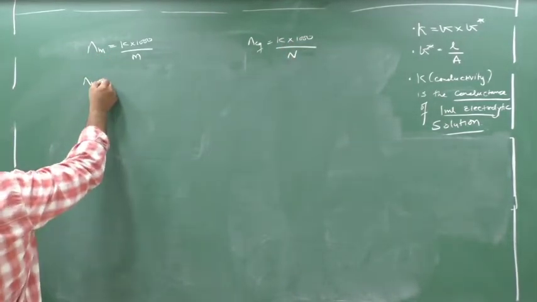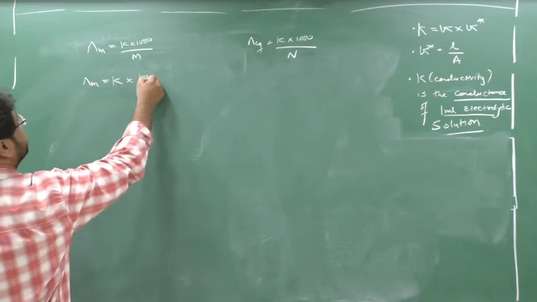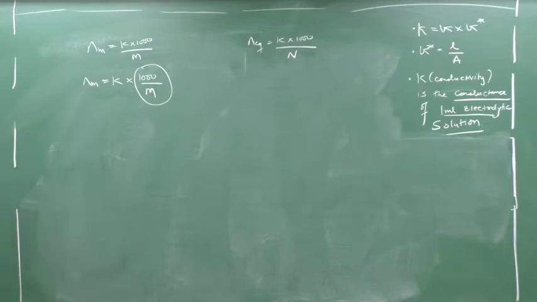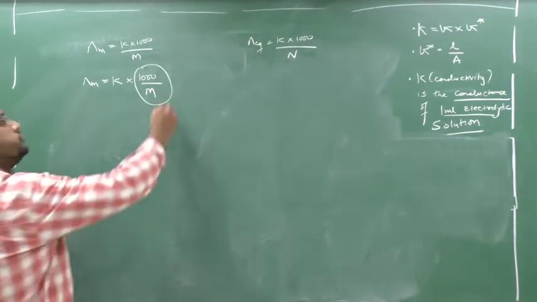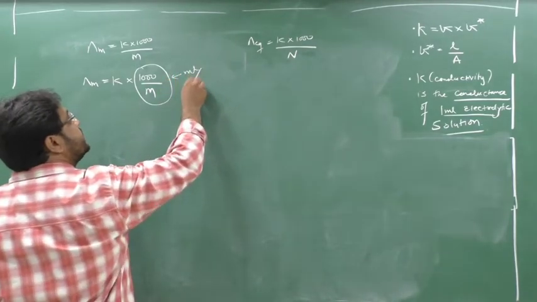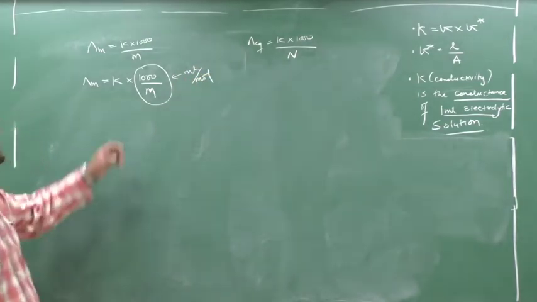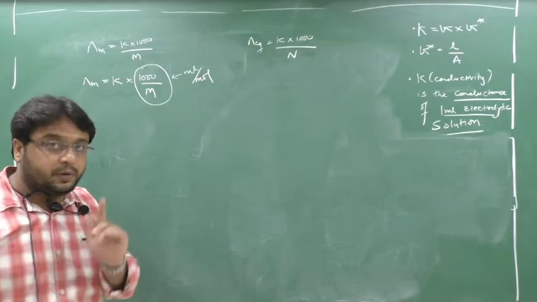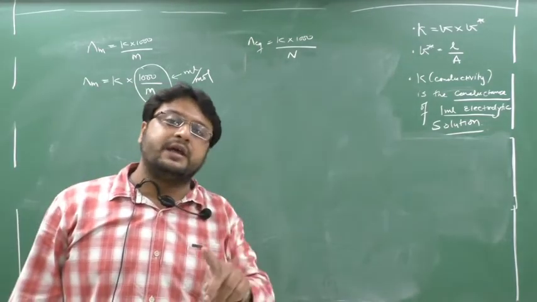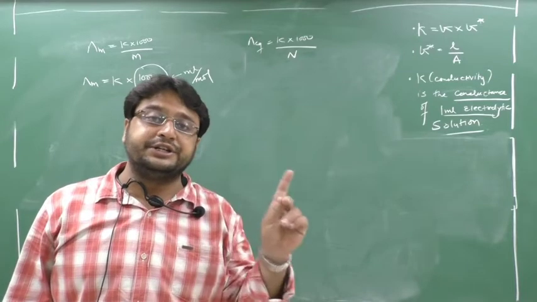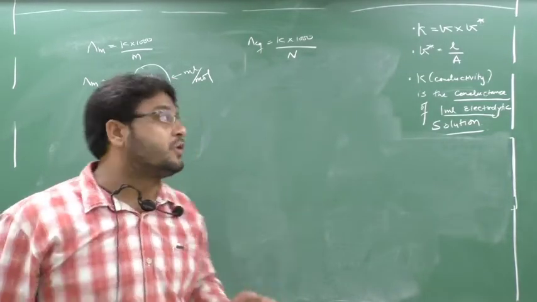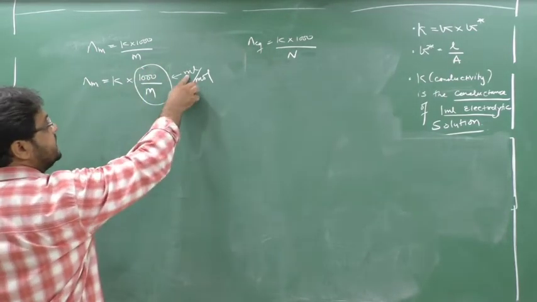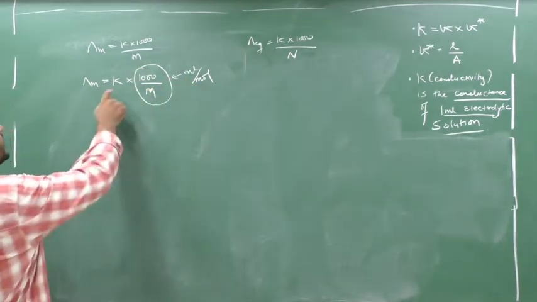So I can write lambda m equal to k into 1000 upon m. Now remember this 1000 upon m: just now I told you the unit was ml per mole. 1 upon m we got liter per mole because we are talking about 1 mole. Then the liter is converted into ml, so I got milliliter per mole for this 1000 by m. Clear?